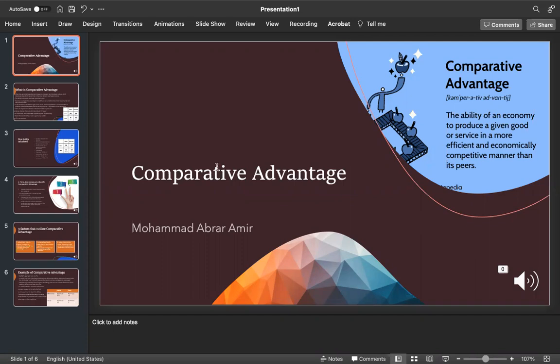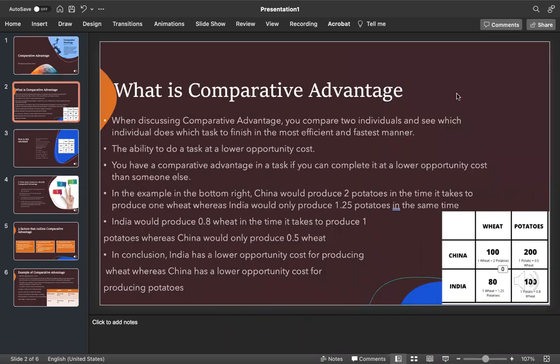Comparative advantage is the ability of an economy to produce a given good or service in a more efficient and economically competitive manner than its peers. What is comparative advantage? When discussing comparative advantage, two individuals... you have a comparative advantage in a task if you can complete it at a lower opportunity cost than someone else. So in the bottom right, you see an example. This is not my main example, but it's just an example to give you more information.